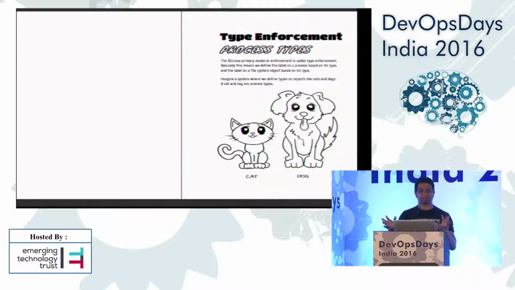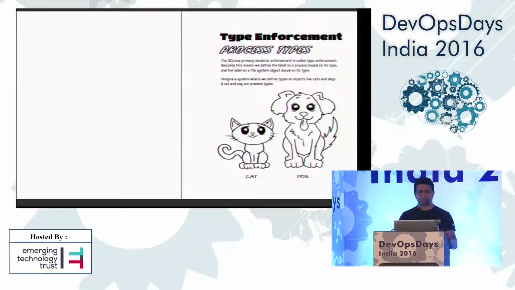This is how SELinux enforces this kind of rule: if it's an HTTP process, it should only access /var/lib/www/html, the files there. If it's not accessing that, but trying to access some other files which are not relevant, that means something is wrong. So how do you fix that? This coloring book is very simple.